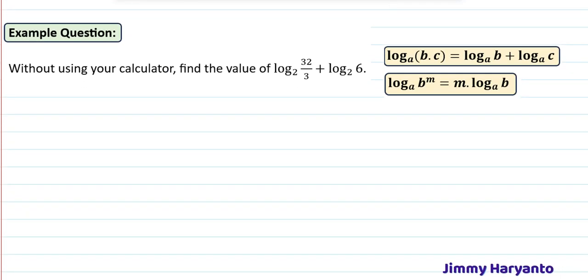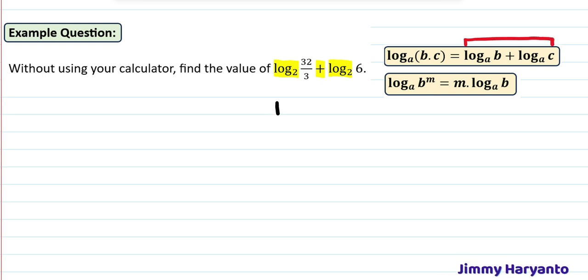Okay, next question 2. For question 2 we have log 2 32 over 3 plus... Okay, so let's focus on this one. We have logarithm of 2 plus another logarithm of 2. That means we have to use this formula, the formula already seen.